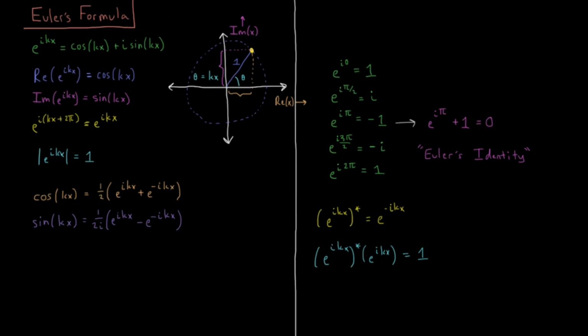This video will review Euler's formula for complex exponentials. So let's imagine we have a number which is e to the ikx. So i, as we said in the complex numbers video, is the square root of minus 1. So i is an imaginary number.